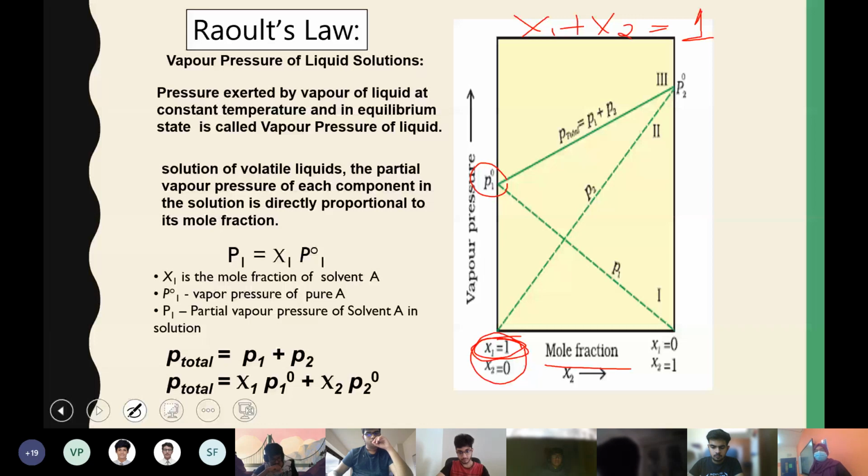Yes, ma'am, I have a doubt. In Raoult's law, ma'am, the formula is P1 equal to x1 P naught 1, right? Yeah. And in the total pressure, it's equal to x1 P naught 1.